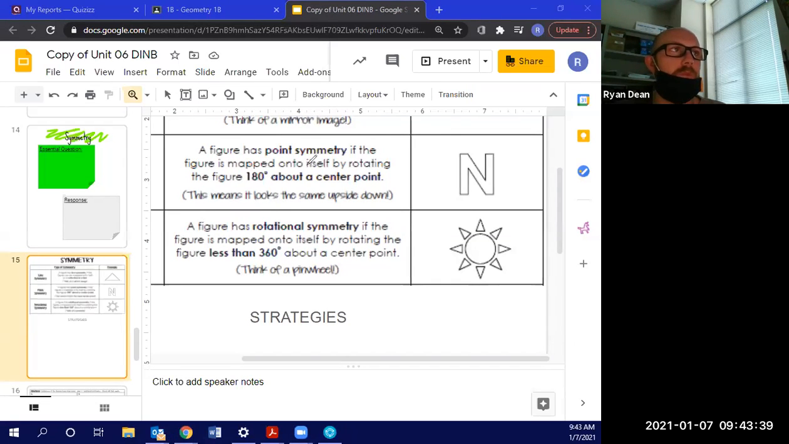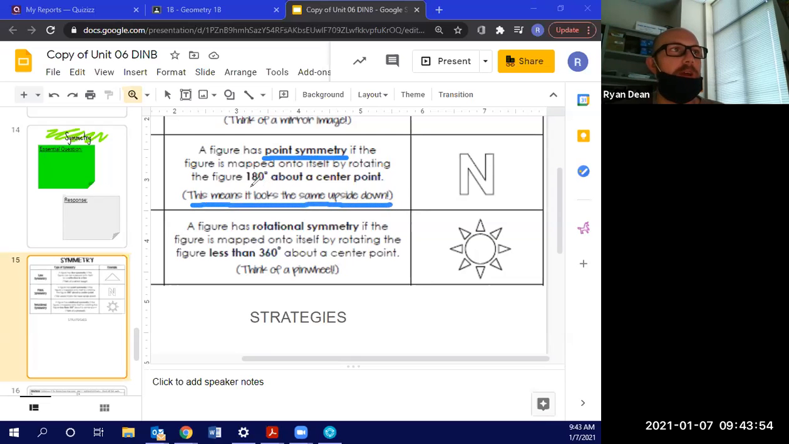Now, with point symmetry, you're going to flip your paper upside down, right? That's what this little note down here says.